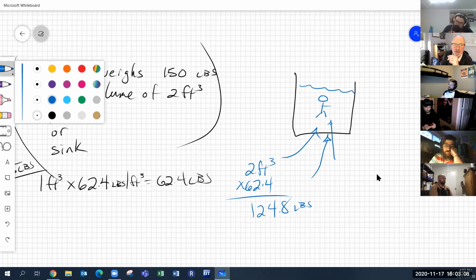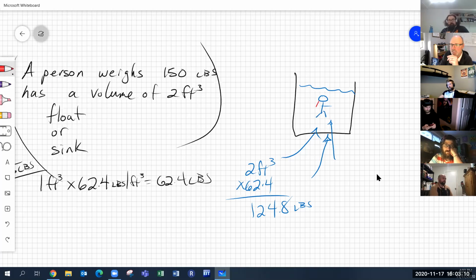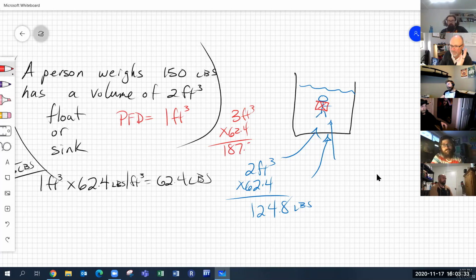But Mike, what if I put a personal flotation device on this person? That personal flotation device has a volume of 1 cubic foot. Does the person float or sink? Now he floats, because now we've got 3 cubic feet times 62.4, so that's 187.2. So we have 187 pounds of buoyant force pushing up on that person, and that person is going to float now.